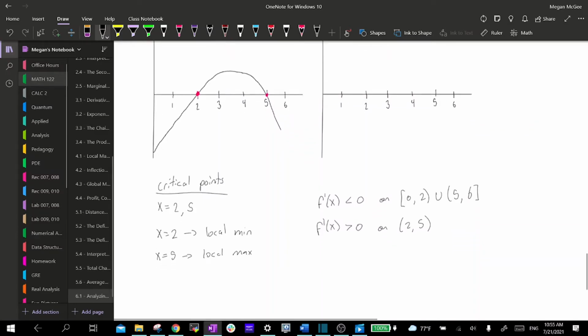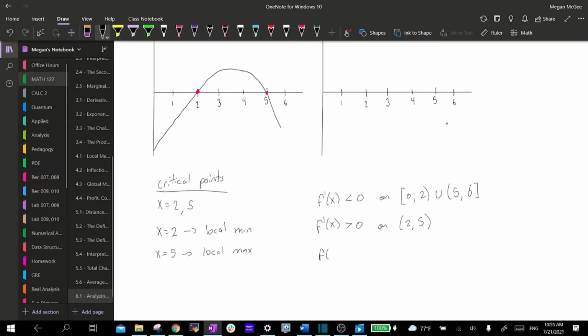All right, so this means that f of x is increasing on 2 to 5 and decreasing on 0 to 2 and also 5 to 6. All right, so we found out where our function is increasing. We found out where it's decreasing. We found out we have a local max at x is equal to 2 and a local min at x is equal to 5. Okay.